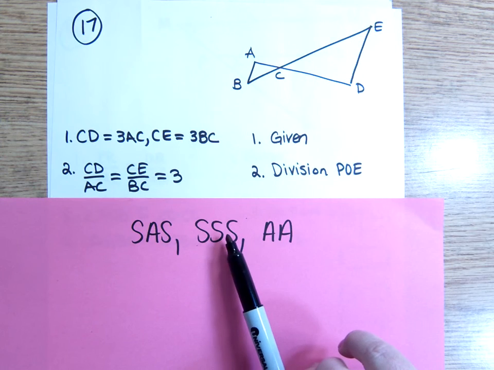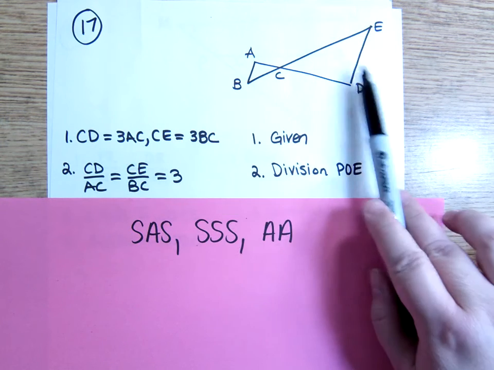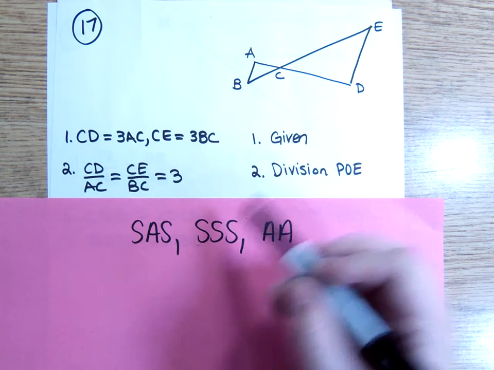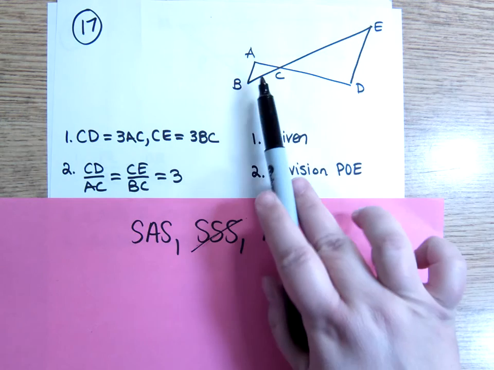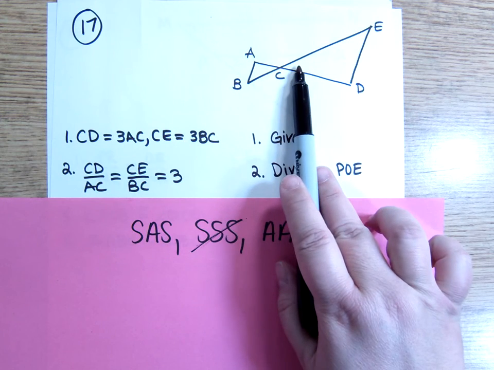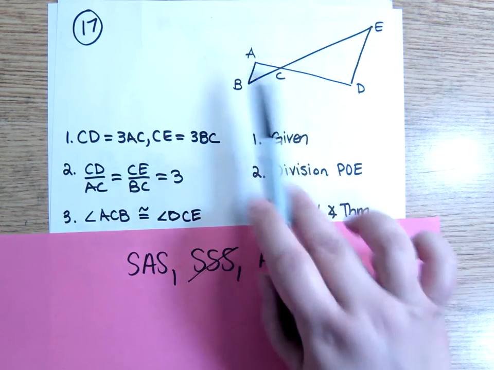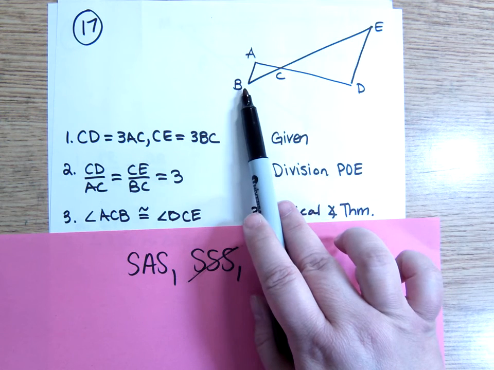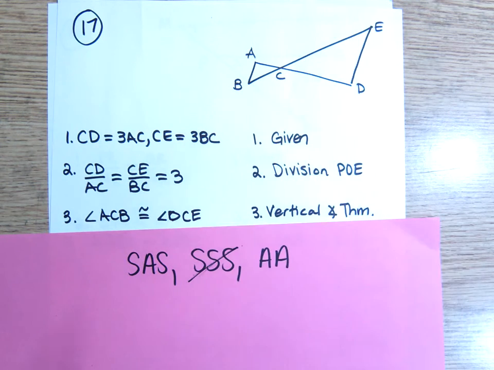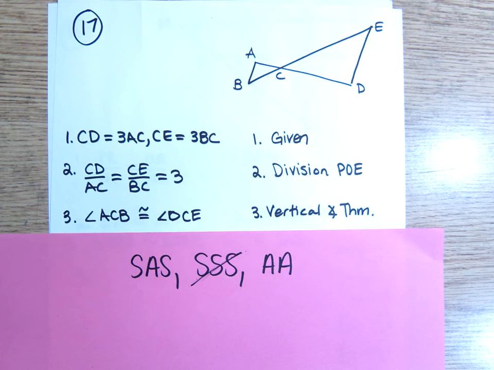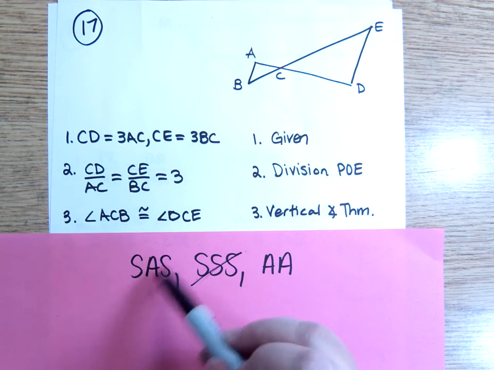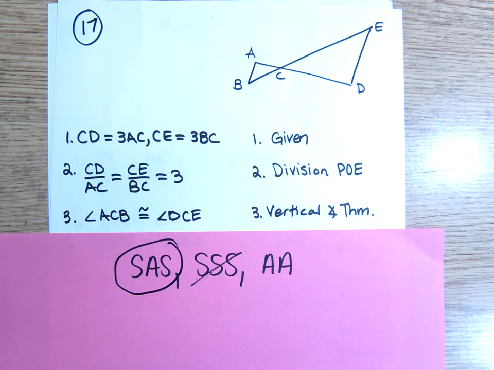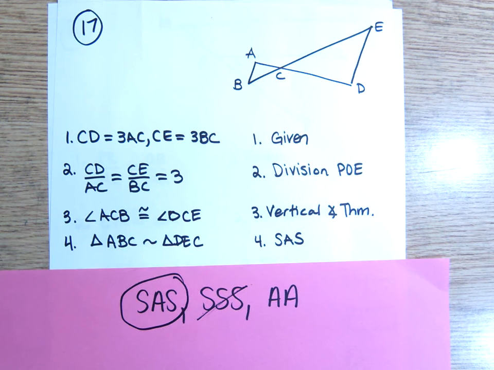Next, there's nothing I can say about AB and ED, so I cannot say another side. But I can say something about an angle, and the angle I can say something about is the vertical angle pair. Okay, so angle ACB and angle DCE are congruent by the vertical angle theorem. So what I have now is side angle side. So I can now say that those triangles are similar by side angle side.